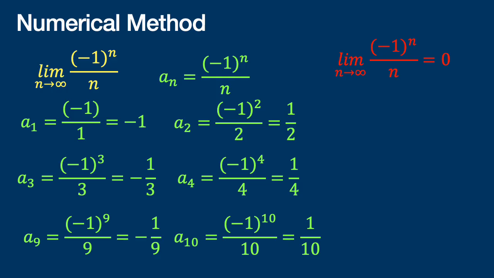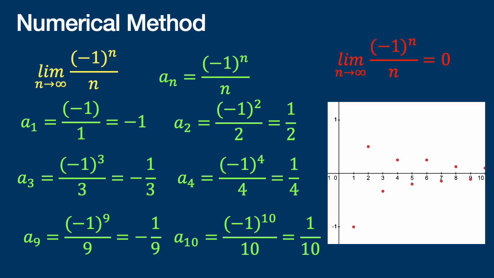Let's sketch the pattern of this sequence. See, a_1, a_2, a_3, a_4, they alternate in sign, but they get close to y equals 0. That's why the limit of this sequence is going to be 0.